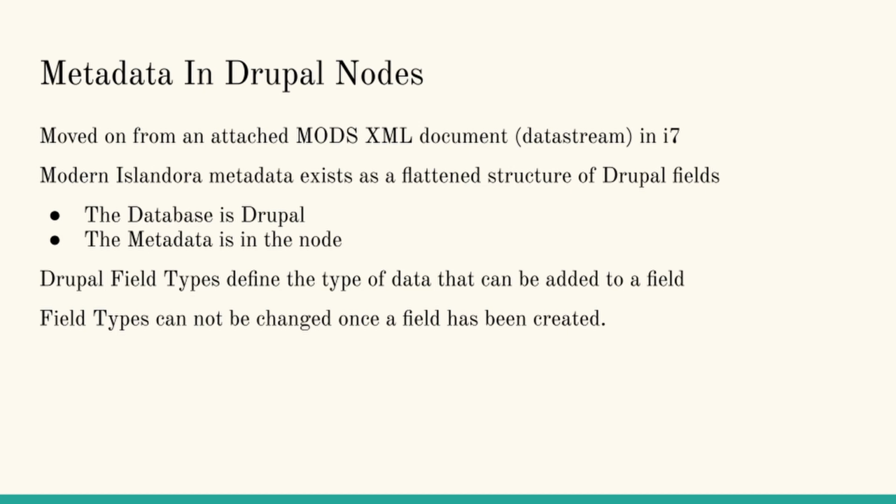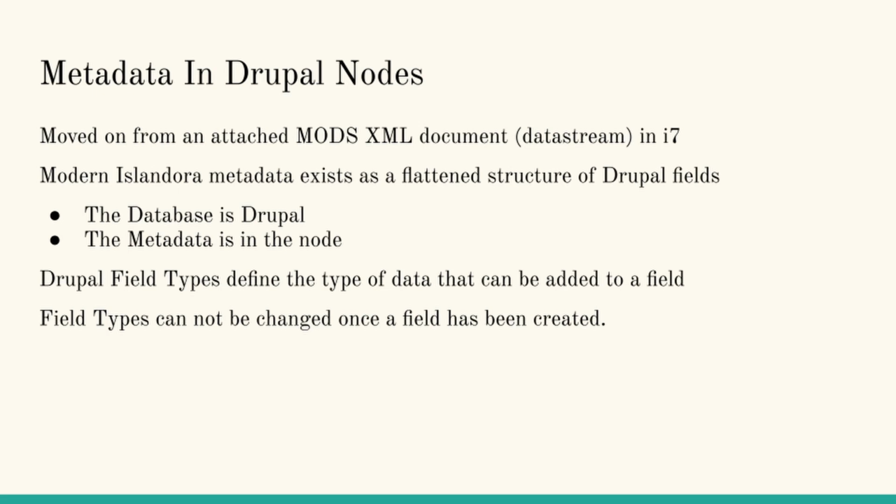So yeah, the difference between i7 and Islandora Modern is that we've moved on from metadata in a MODS XML data stream. Now the metadata is part of the Drupal database. The metadata is directly attached to the node instead of being another item which is attached.